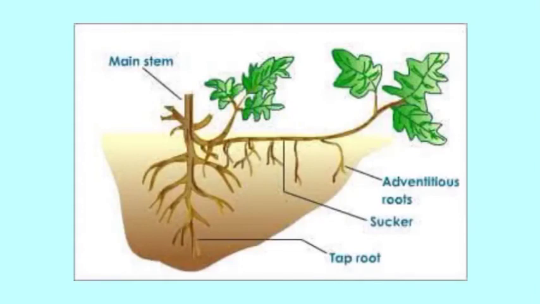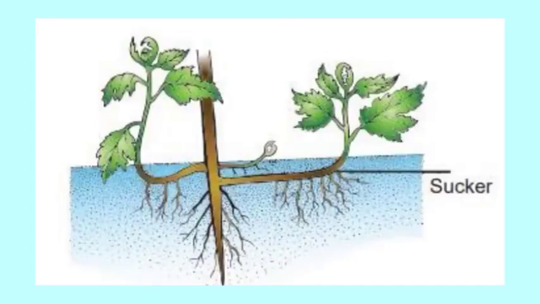Let's see the diagrammatic representation of suckers. See here, the lateral branch raised from the soil or underground which contains adventitious roots. Whenever the sucker is separated from the original or source or mother plant, it can survive as a new individual plant, which is called vegetative propagation or vegetative reproduction.